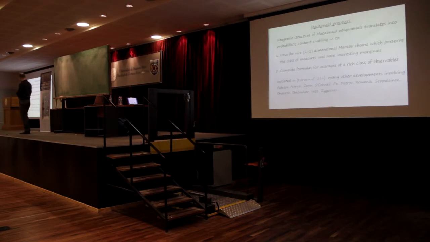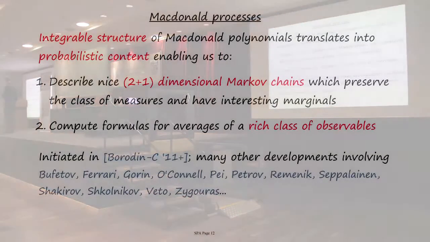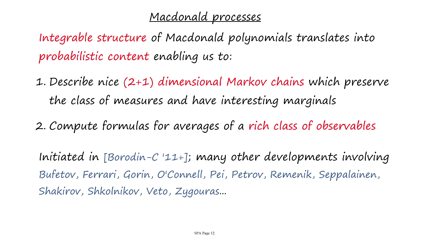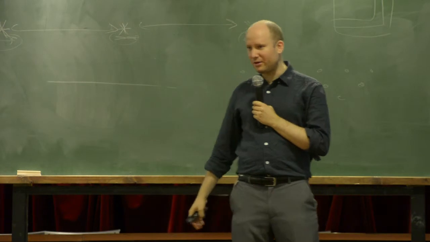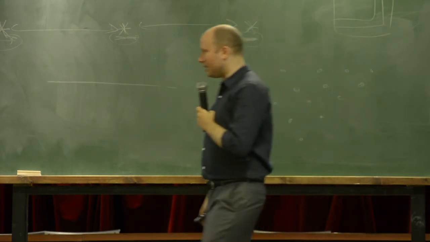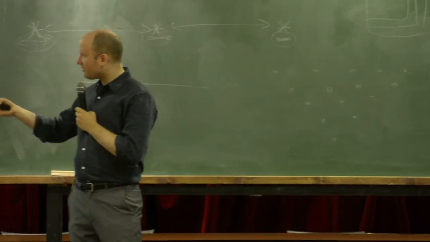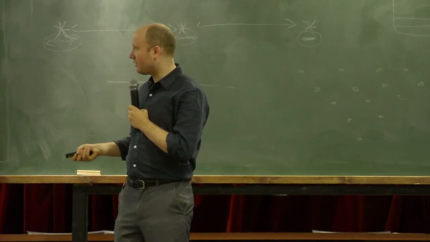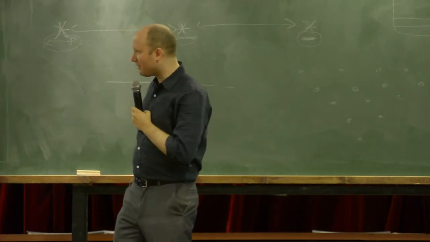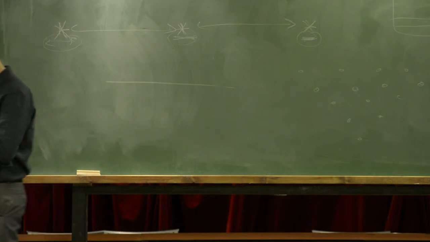And this is work that was initiated with Alexei Borodin and myself in our work on Macdonald processes. So the idea is that you try to translate the integrable structure of these polynomials, in particular, I'll emphasize the eigenfunction property, into nice probabilistic content of the measures on the triangular arrays, or the measures at a given level, which are described by them.